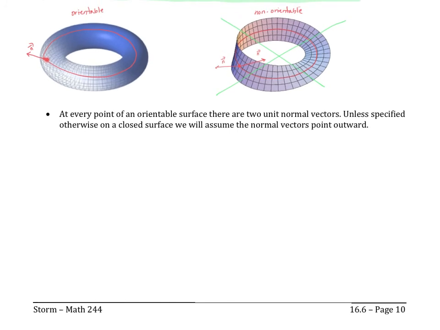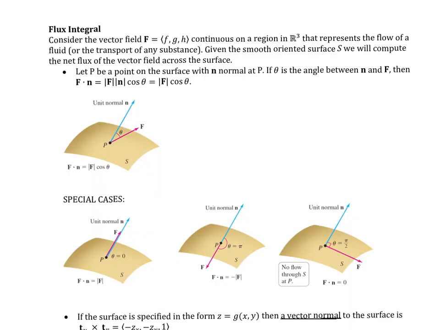So at any point on this surface, there's going to be two normal vectors. There's going to be a normal vector that points outward and one inward. So unless you're told otherwise, you can assume that the normal vector that you're going to use is going to point outward. So again, this is just some vocabulary and some review on outward, inward, normal vectors.